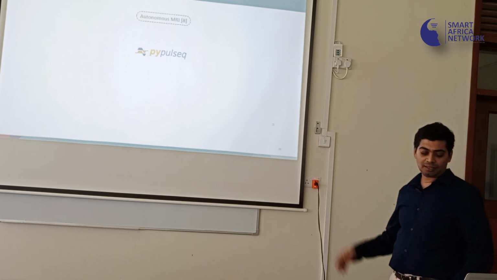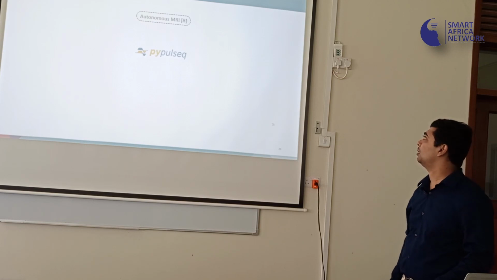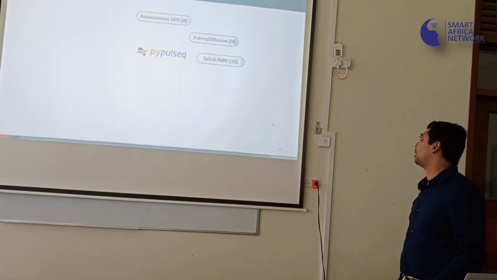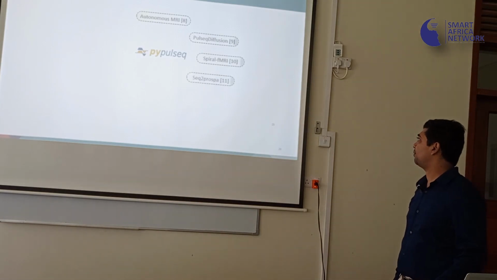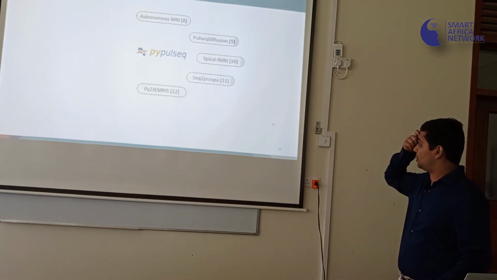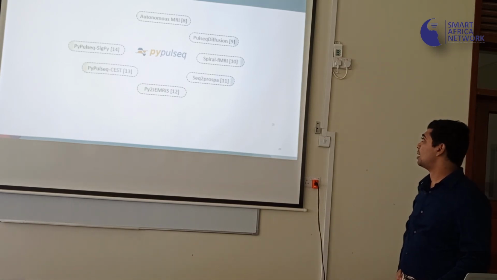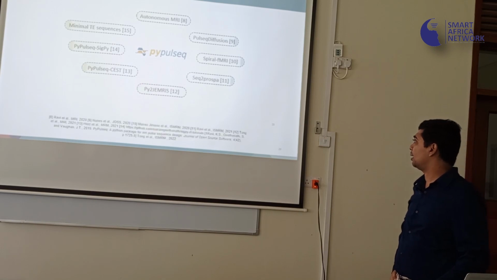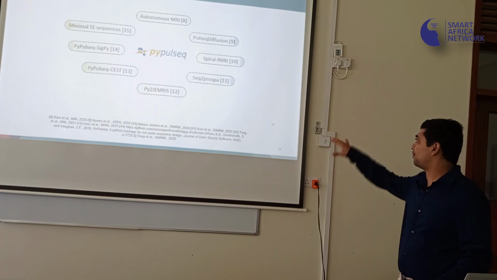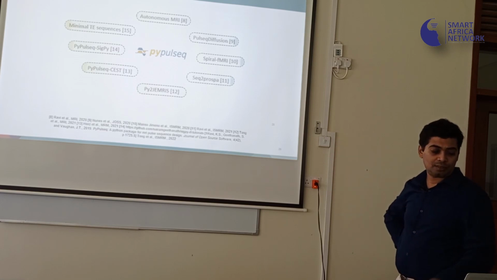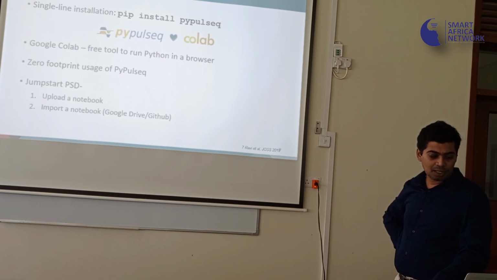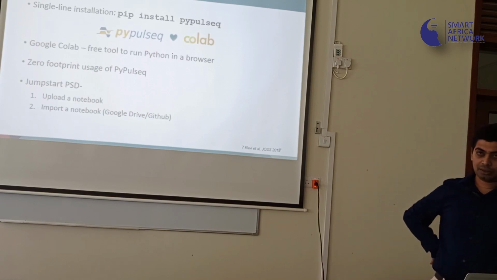Within the community, people have picked this up. They use this tool to do a whole bunch of different things: autonomous MRI, pulse sequence diffusion, spiral fMRI, SEQ to prospa, which I think is going to be useful for this site, pyrogenesis, CEST imaging, SIGPI, short echo time sequences and the like. Here are some references for those works, and I'm sure once the slides are available, you should be able to look at them. Yeah, here's how to run this tool.